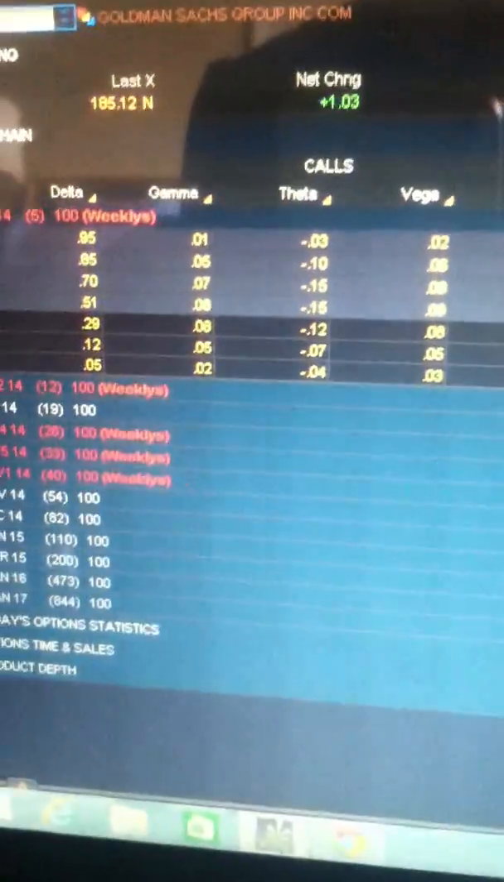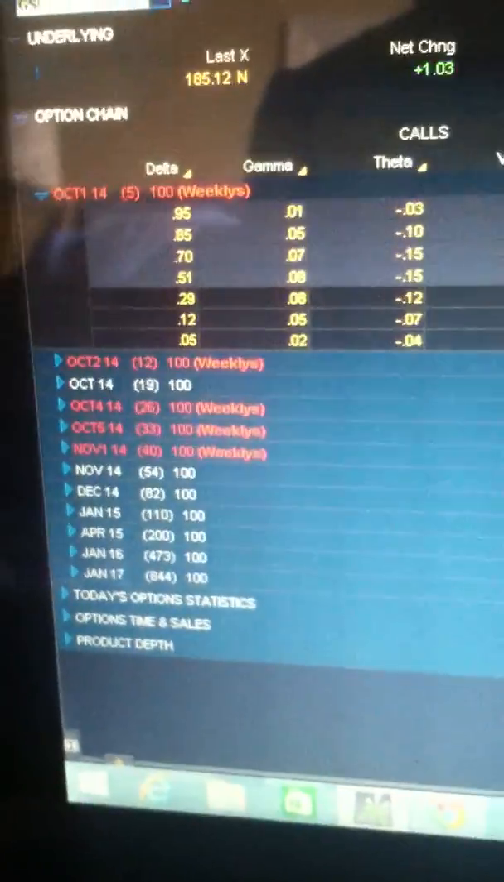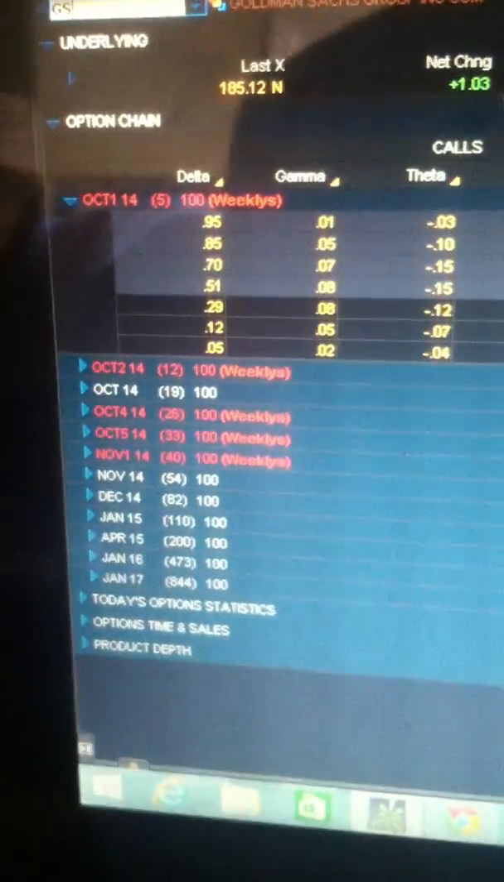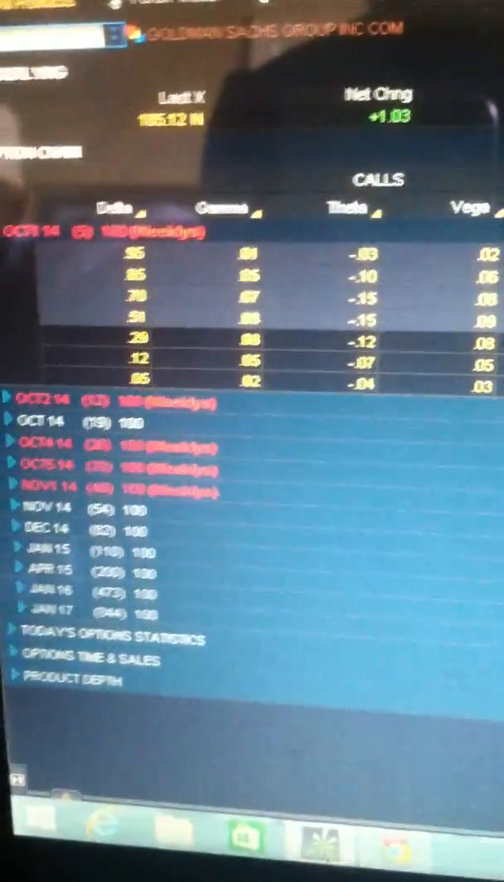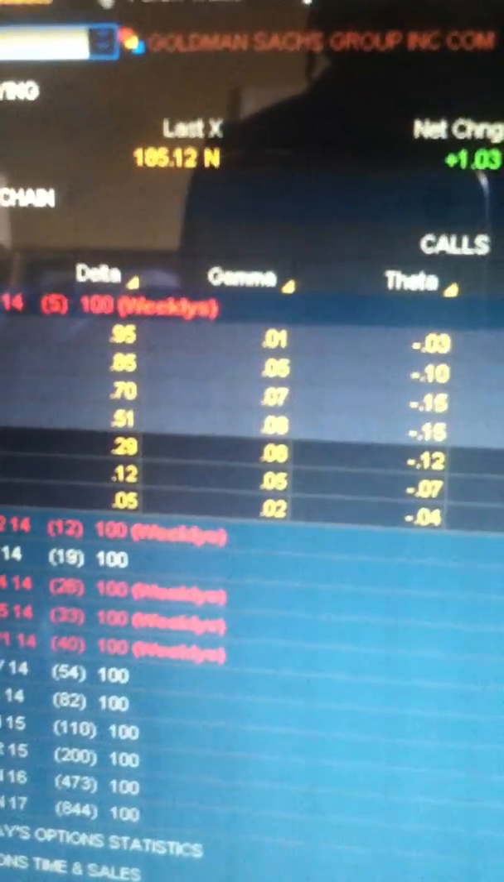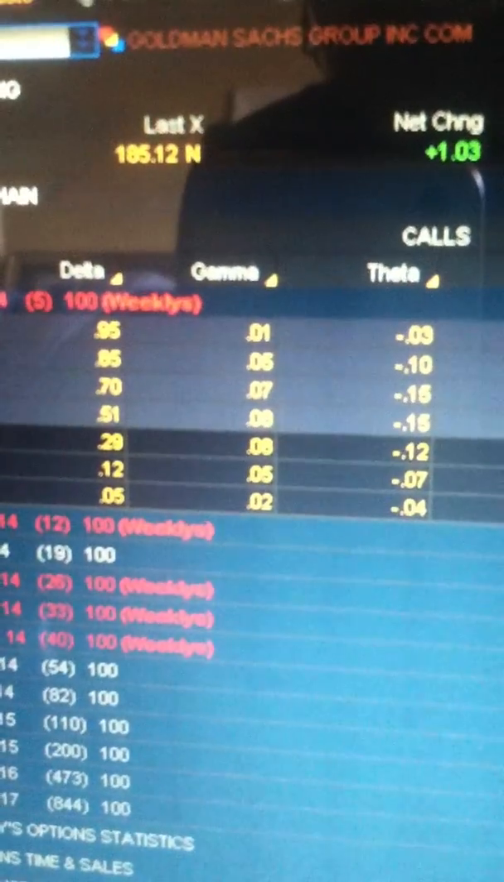Number 2 is gamma. Gamma is not very important because gamma is just the change in delta. As you can see, this is quoted in cents, so gamma will be moving 5 cents. Delta will be moving 5 cents.